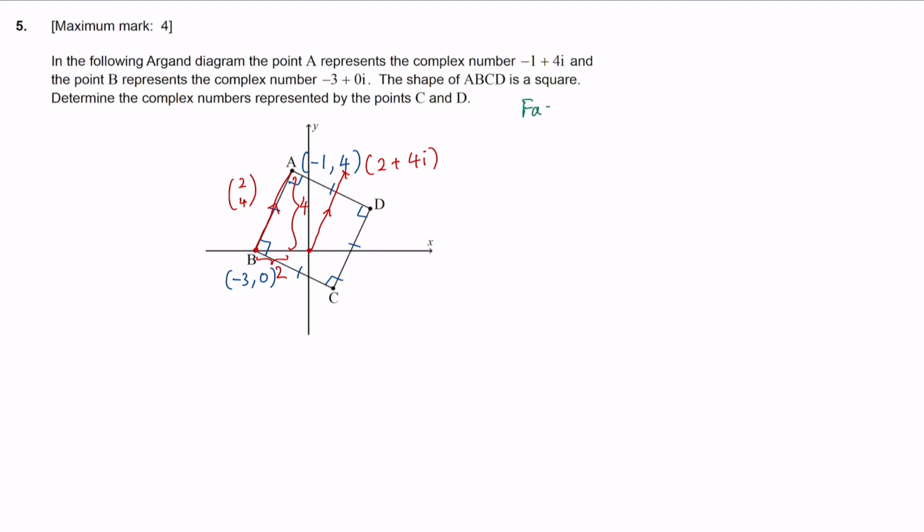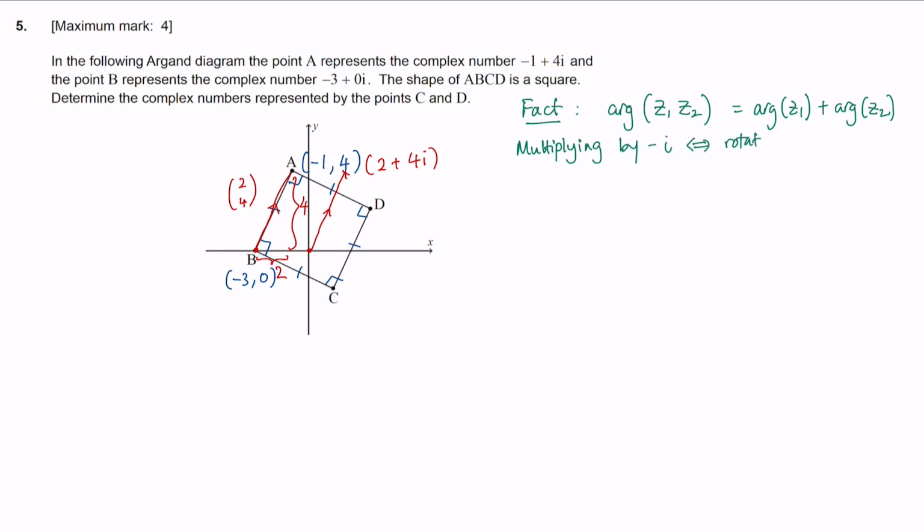and the fact is that the argument of the product of two numbers is the argument of one number plus the argument of the second number. Because of this, we can deduce that multiplying by minus i has the same effect as rotating a number by pi over 2 radians, or 90 degrees, clockwise. Okay, why is that so?